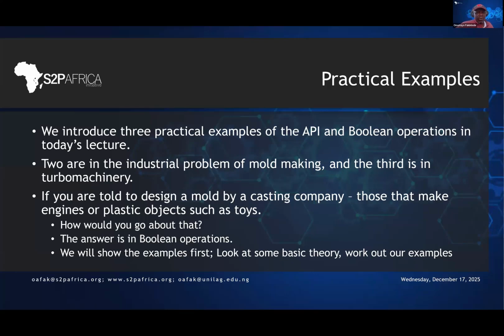Practical examples. We introduced 3 practical examples of the API and Boolean operations in today's lecture. Actually, the 3rd example will come in the next lecture. We don't have enough time to go through it. 2 are industrial problems in mold making. The 3rd is in turbo machinery. The one in turbo machinery will come later, but the 2 in the mold making will come today.